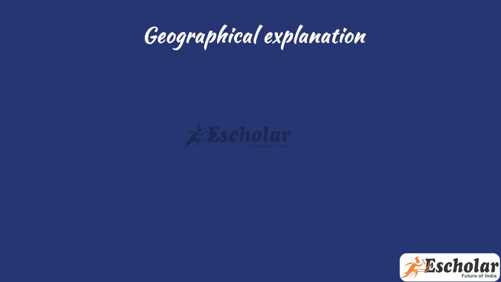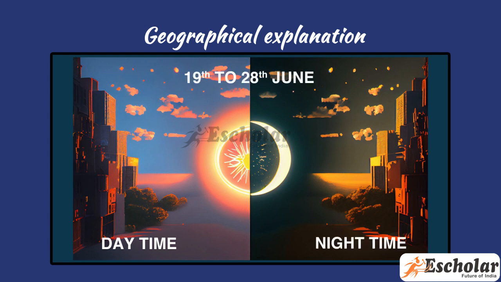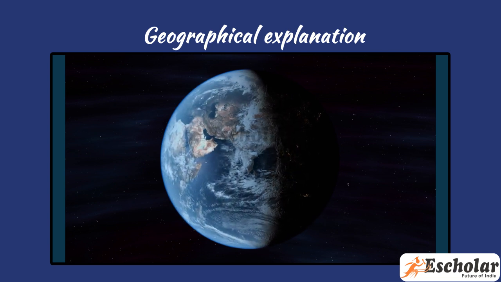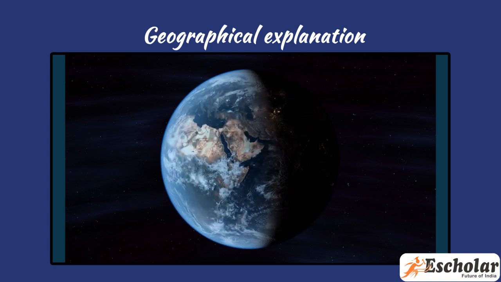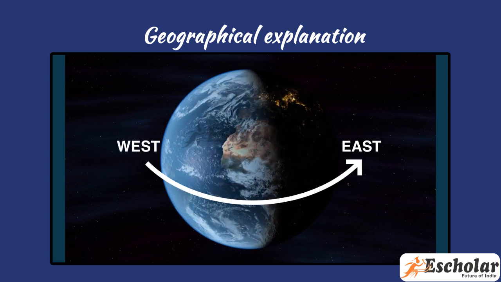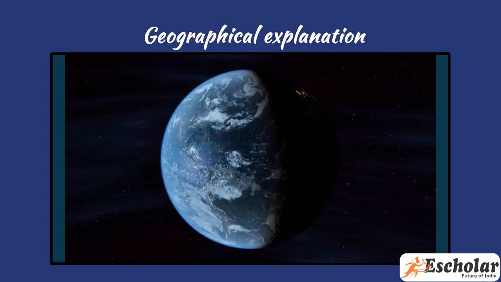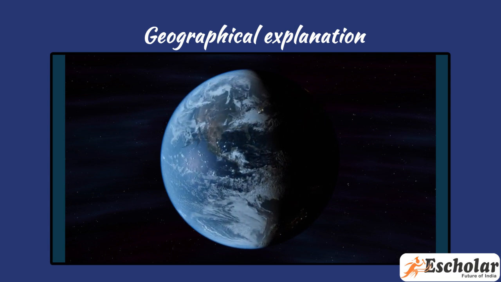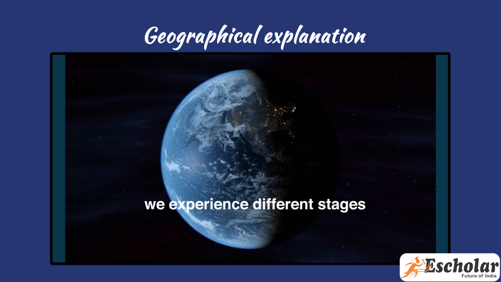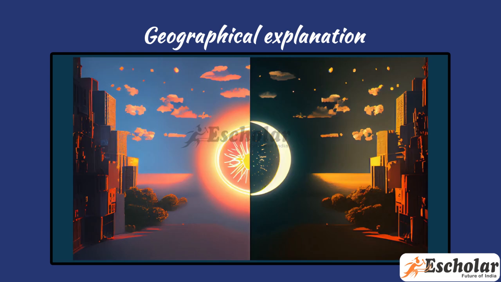Geographical explanation. You must have noticed the change in the duration of daytime and nighttime from 9th to 20th June. It takes 24 hours for the earth to rotate around itself. It rotates from west to east. The earth's rotation has enabled us to measure time in terms of days. During a single day, we experience different stages like sunrise, midday, sunset, as well as daytime and nighttime.